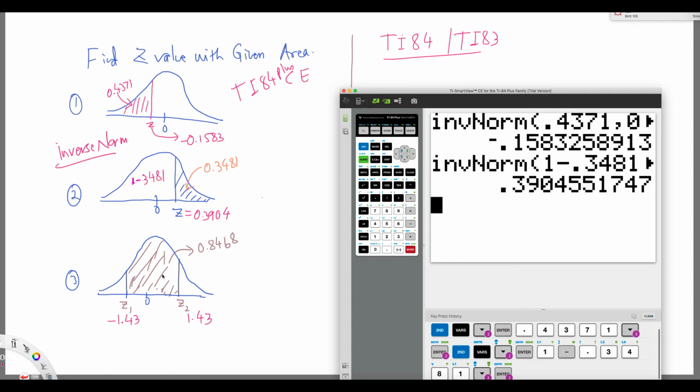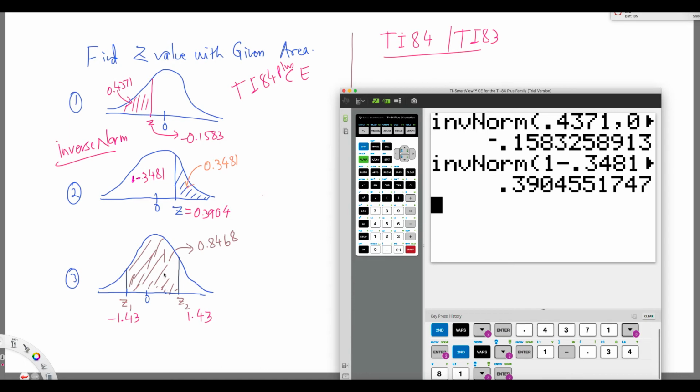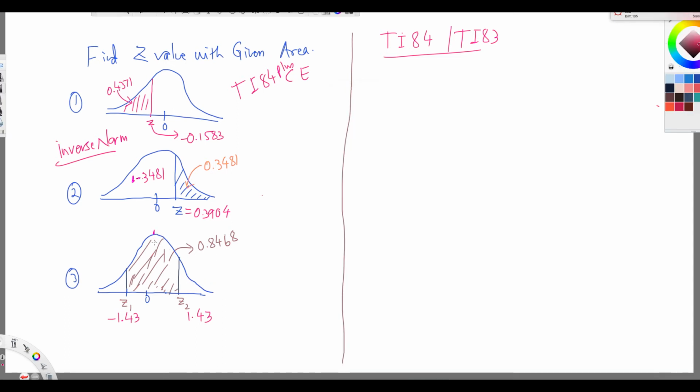Now, if the middle area is given, how do I find out the G value? We need the left area here, right? So first of all, the middle area is 0.8468. So what is the outside area, this area and that area? Since this is symmetrical about the middle line, these two areas are equal. So the area outside this shaded region is 1 minus 0.8468.